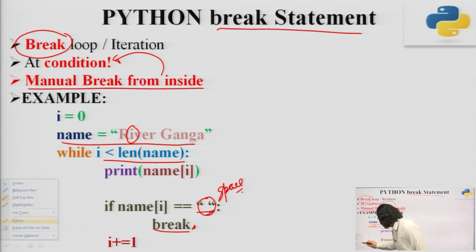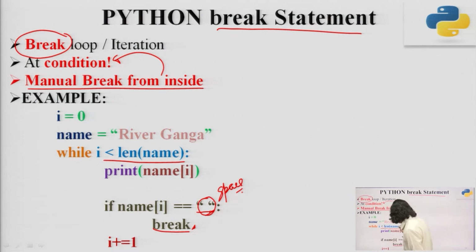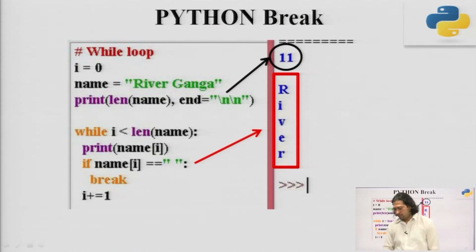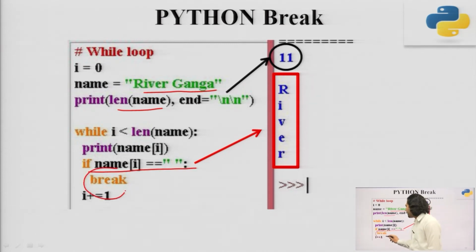So, we are going to mark our condition as this, the white space. This is known as white space. So, white space is the condition at which we are going to break this loop, and look at the output of the program. The len is reading 11, that means all 11 characters would be read one by one, but when this condition is met, it will directly break this whole loop. Due to this, it will stop at R and stop the looping operation.